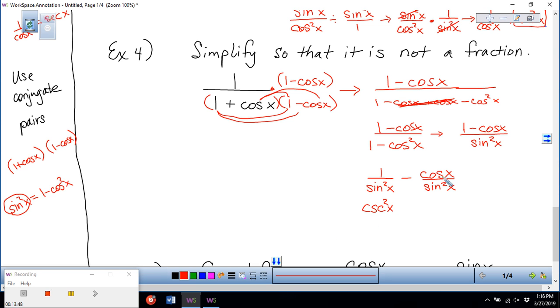And then the second part, I'm going to rewrite it so that I have 1 over sine squared of x times cosine of x. Okay, I just took the numerator, I put it off to the side, I put a 1 in the top over sine squared of x. And then this part also becomes cosecant squared of x. So my final answer is cosecant squared of x minus cosecant squared of x cosine of x.